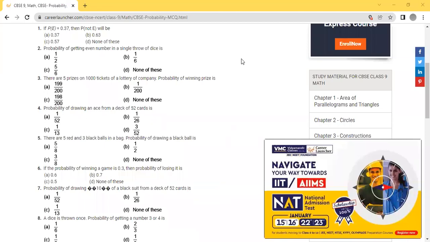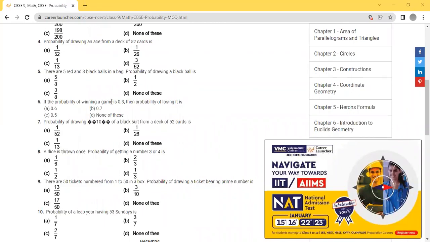Next is Karan, we read the question. If the probability of winning a game is 0.3, then probability of losing it is 0.7. Yes. How you have got this answer? Ma'am, 1 minus 0.3. Yes, it's 0.7.